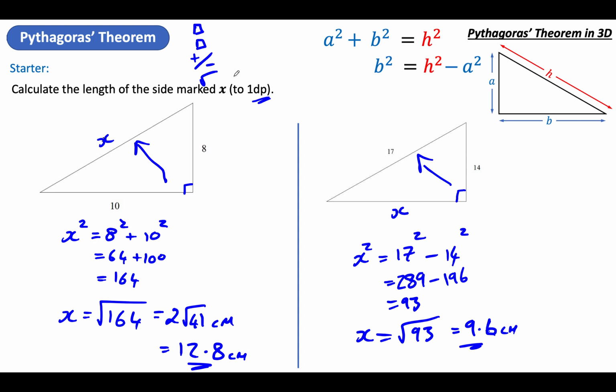That's your basic Pythagoras kind of thing. Square the 2 sides, either add or subtract, depending if you're trying to find the long side, in which case you need to add, or a short side, subtract, and then square root at the end.